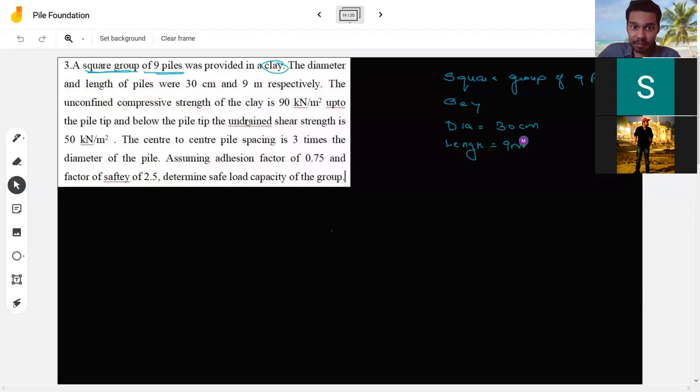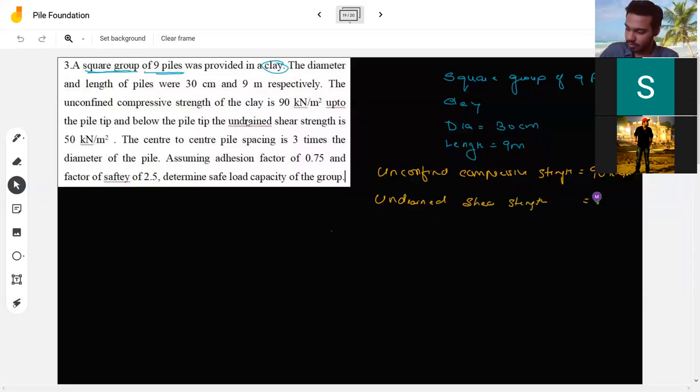The unconfined compressive strength of the clay is 90 kilonewton per meter square. I don't understand this, I will write as it is. My unconfined compressive strength is equal to 90 kilonewton per meter square up to the pile tip, and below the tip the undrained shear strength is, I don't understand this also, I will just write how it is. Undrained shear strength is 50 kilonewton per meter square.